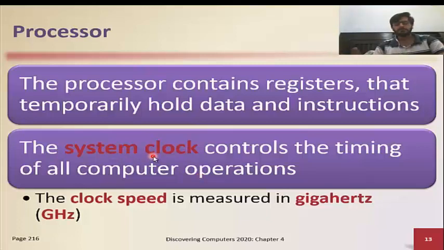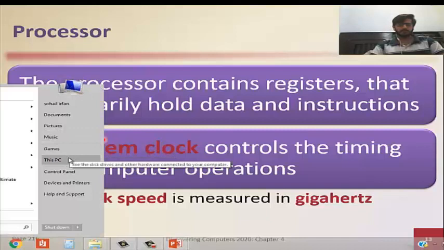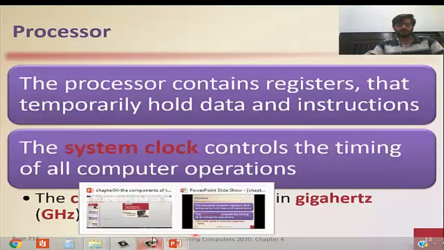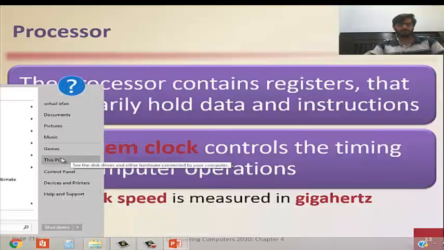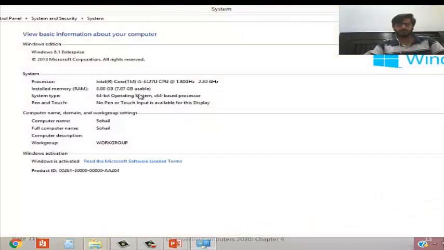If you go into the properties of your system, we have a system clock available. That is a very important criterion when deciding the processor speed. The higher the clock speed, the better the performance. So if you go into the properties of your system, look at this.